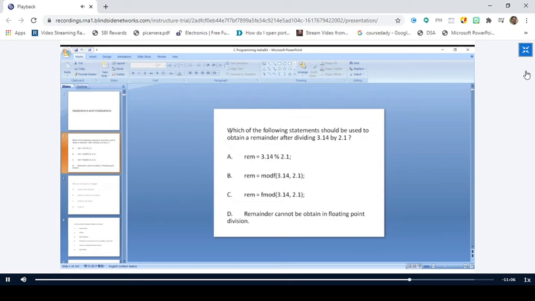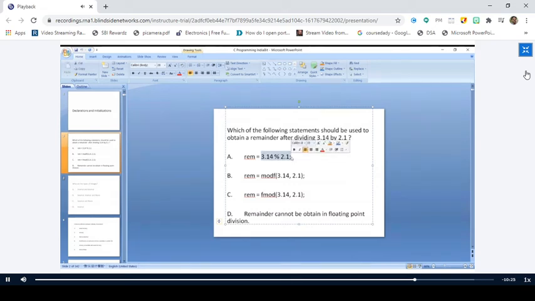So these are all the objective type questions that I have collected from the internet only, from IndiaBix. You can find out the solutions also. Right. So what is the answer for this one? Which of the following statements should be used to obtain the remainder after dividing 3.14 by 2.1? Anybody?